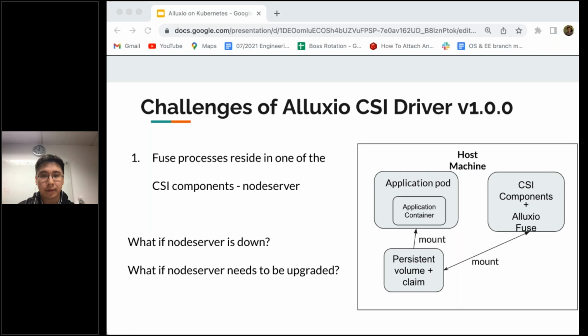However, this first version of our driver still faces its own problem. Most importantly, our Fuse process is inside one of the CSI components, specifically the node server. The node server has its own functionality. Now, what if the node server hits some problem and the whole pod is killed? Or we need to upgrade our CSI component, during which we have to shut the node server pod down.